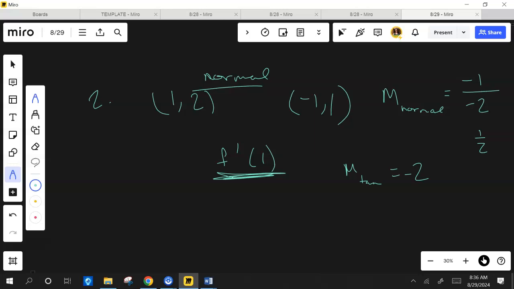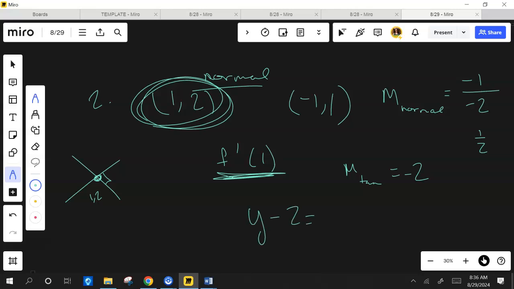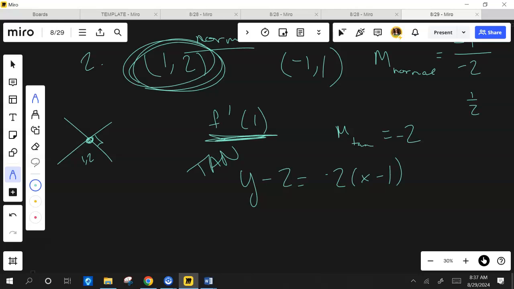And now it says at 1, so here's my point 1, 2, because the tan line and the normal line go through the same point. This is 1, 2. It's just they're perpendicular to each other. So y minus 2 equals negative 2 times x minus 1. There's my tan line. If I plug in 1 for x, what do I get?